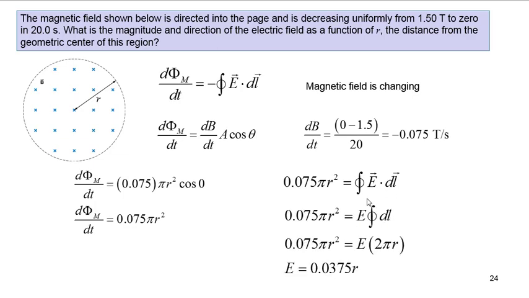I'm going to say that due to symmetry, the electric field should have the same value everywhere on this loop. So I pull it out. And now this is just saying take the line integral of your loop, take the length of your loop. Well, that's a circle of radius r, so the length of that circle is just 2 pi r. And then I can solve for E and find that the electric field at a distance r from the center of this region is equal to 0.0375 r.